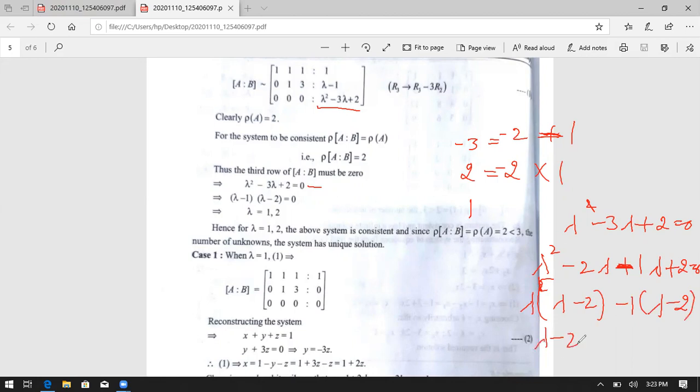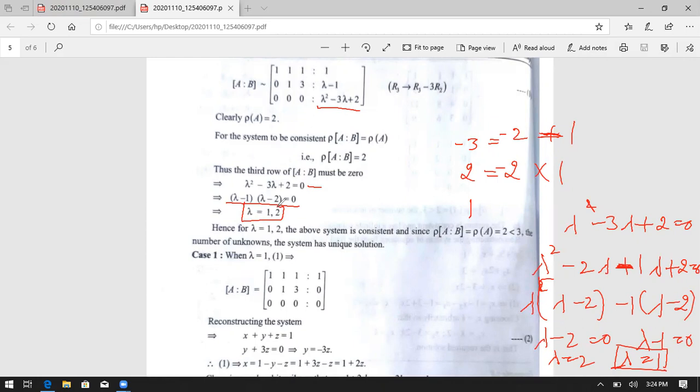Okay, next, lambda minus 2 is one equation, one value, and lambda minus 1 is equal to 0, another value. Then lambda is equal to 2, minus 2 coming to this side means plus 2, and lambda equal to 1. I write here lambda minus 1, lambda minus 2. Then lambda is equal to 1 and 2. What is the value of lambda? That is 1 and 2.